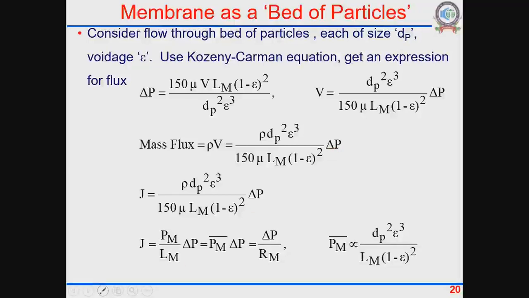Now you can see that this whole term we can think in terms of permeance of the membrane, right? So you can again see that this permeance would be proportional to dp square epsilon cube over thickness and (1 minus epsilon) squared. Of course, rho and mu and 150 are there, but these are properties of the liquid, whereas these are all properties of the membrane. So you can see that if the membrane is made up of very small particles, permeance would be smaller. If the voidage is less, permeance would be less. If the thickness is more, permeance would be less.